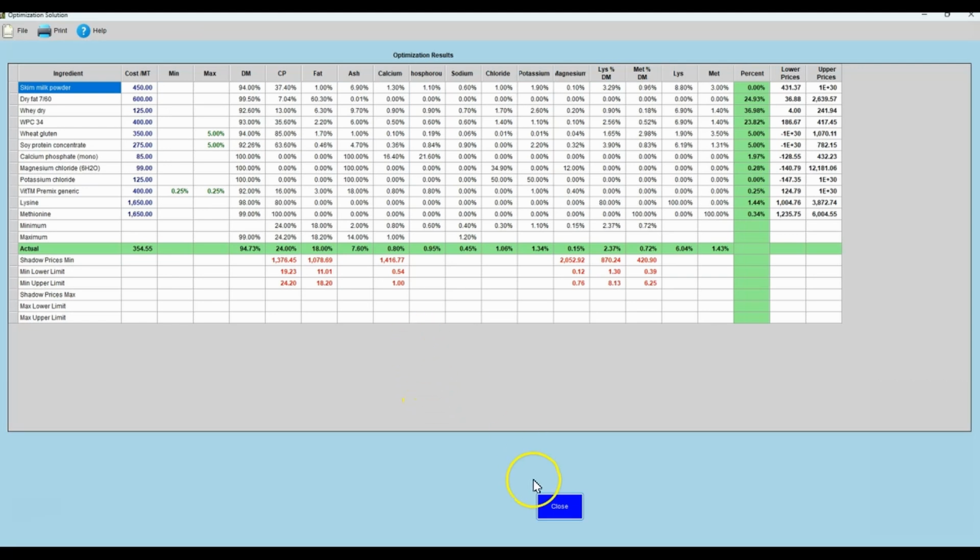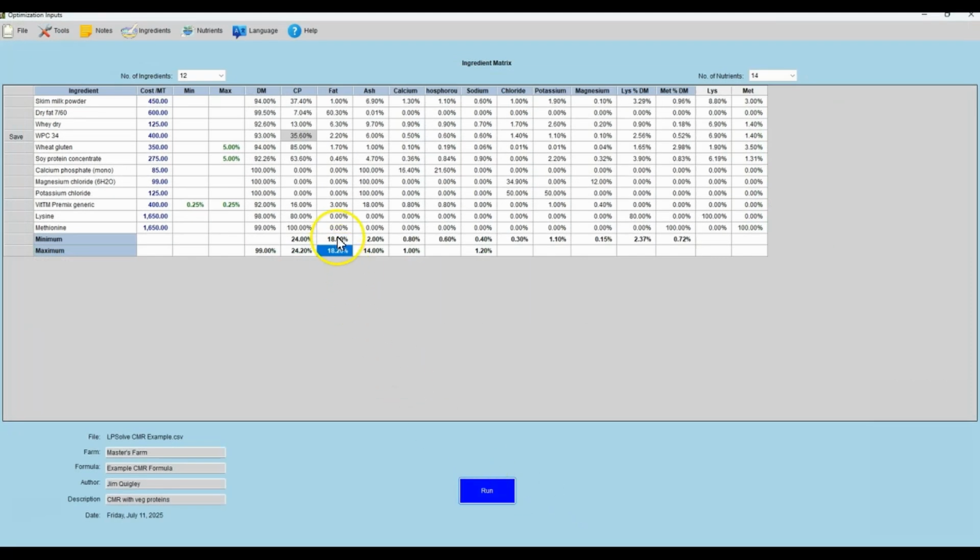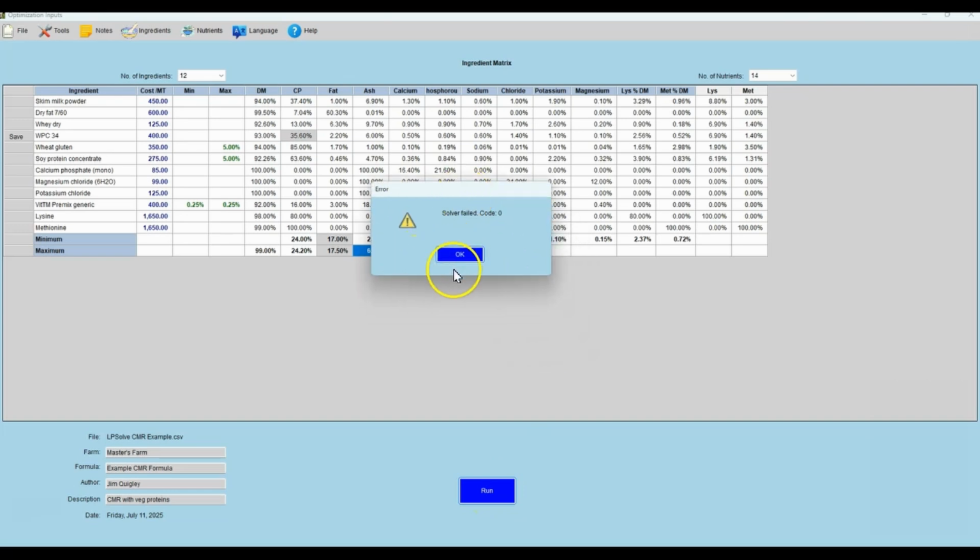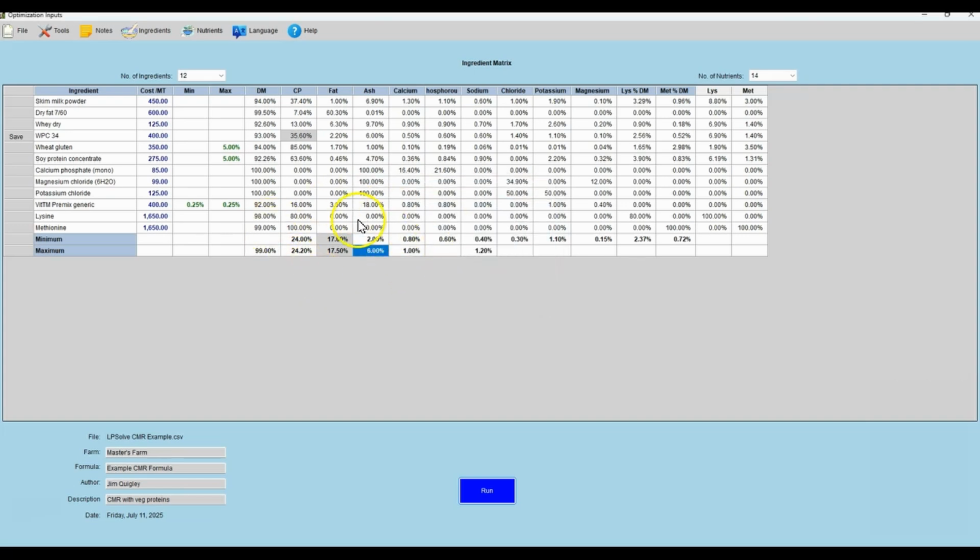Now let's see what happens if there is an infeasible solution. In this example, I'm going to change the fat minimum to 17% and the fat maximum to 17.5% and change the maximum allowable ash to 6%. When I click the Run button, I receive a message saying the solution is not feasible. The message provided is, Solver failed code 0. Code 0 indicates that the LP engine was unable to find a feasible solution given the limitations we placed on it. Now, we don't know exactly what the cause is, but clearly, when we made the changes to fat and ash, the combination of those resulted in the formula being unable to solve.